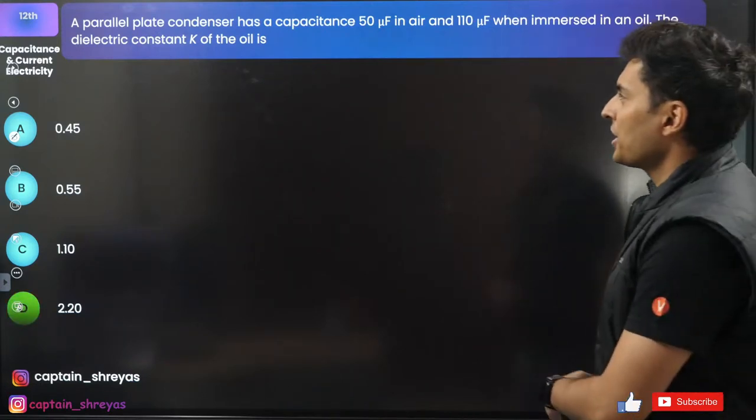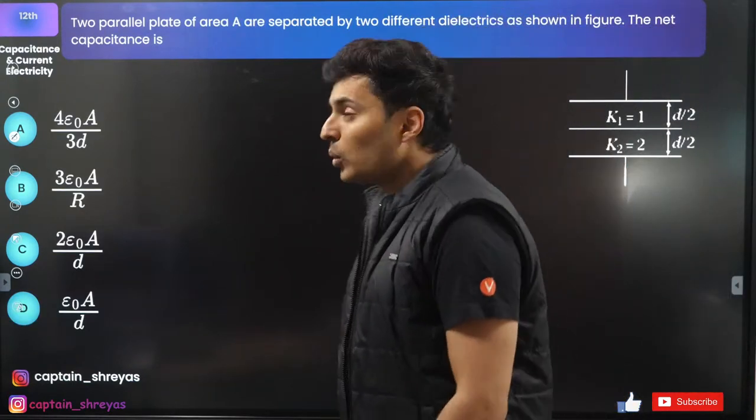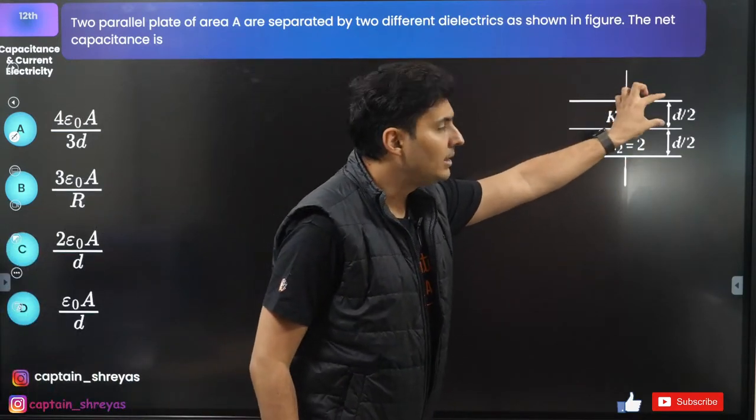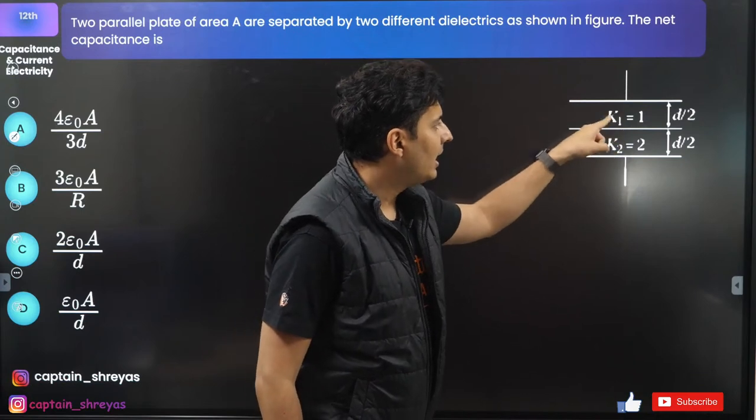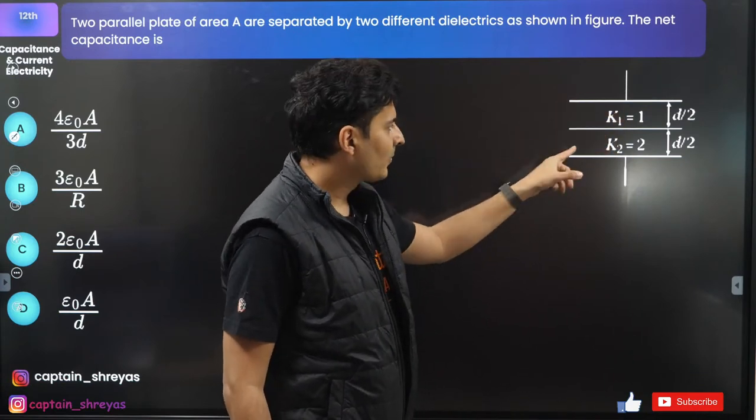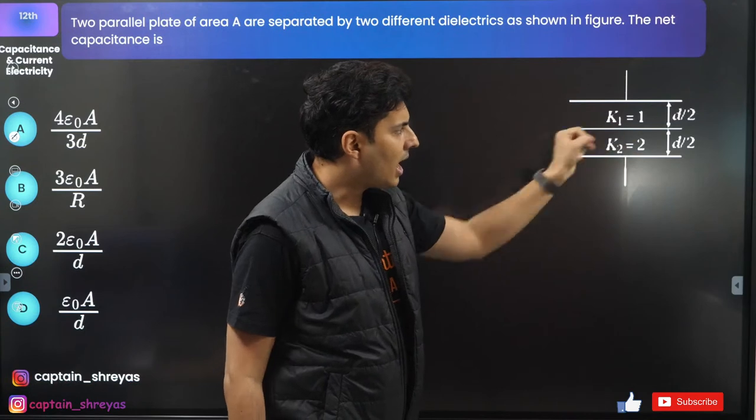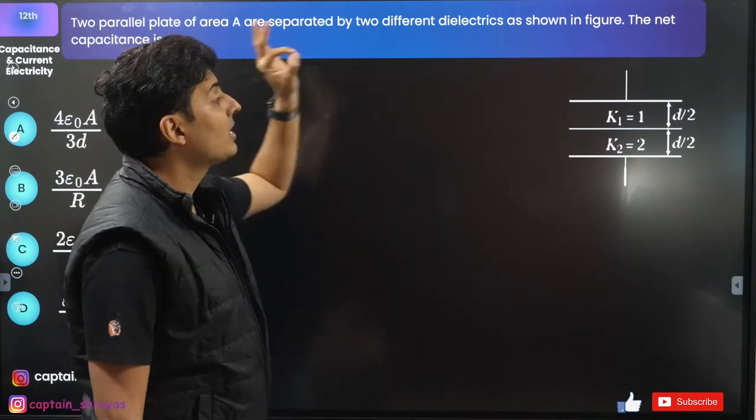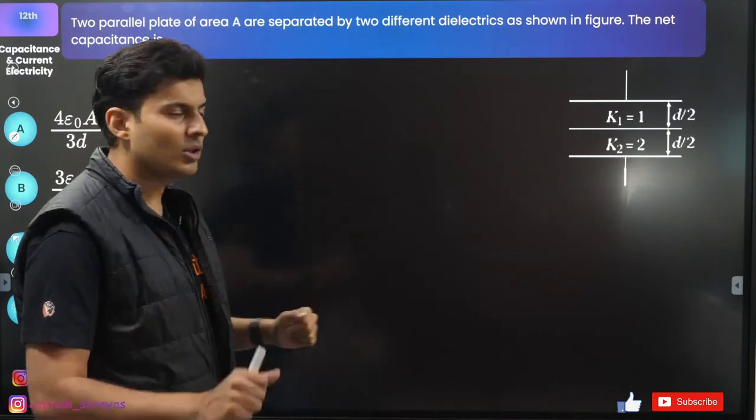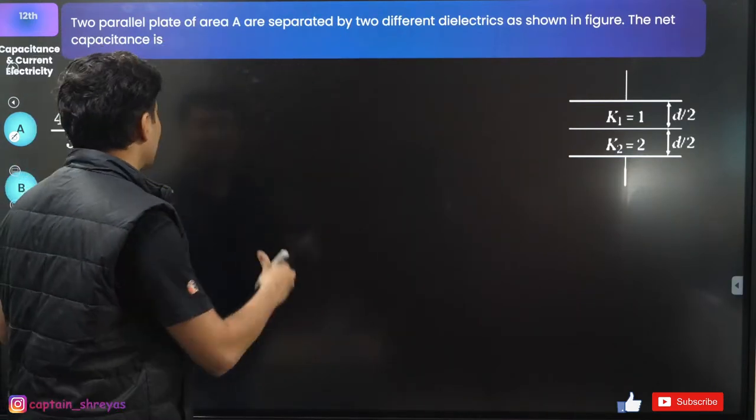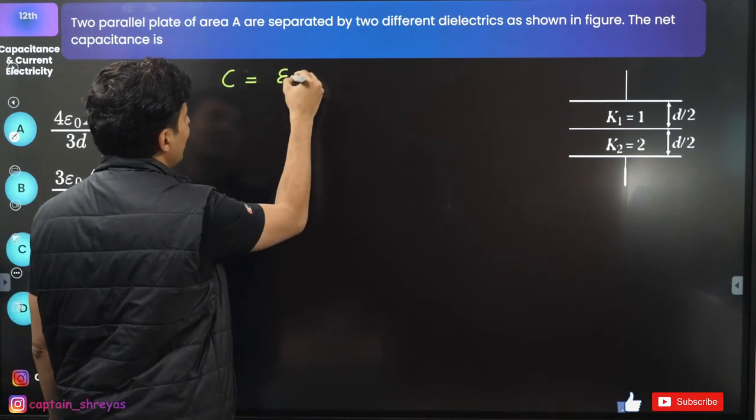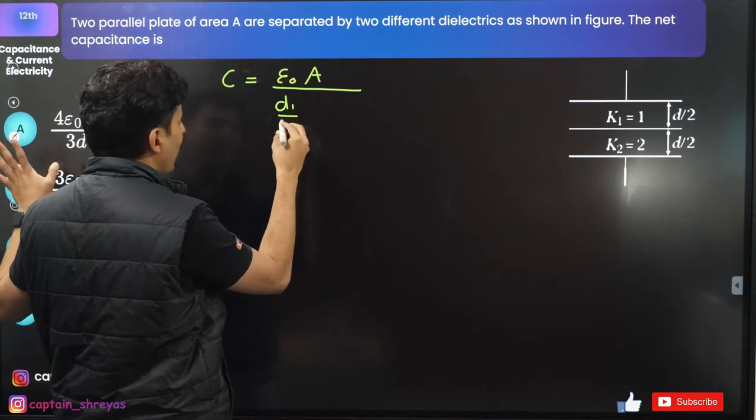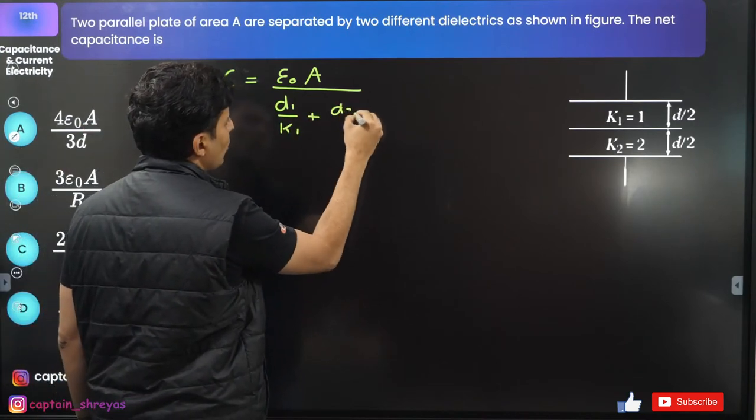Moving on to another question coming up on your screen. Wow, we have two layers of dielectric. This layer is d by 2 distance, having dielectric constant 1, that means like air. This is some slab, again half the distance, constant 2. The question is, what is the net capacitance? I just gave you the formula for when there are multiple layers, so just stick with that. The capacitance will be epsilon naught area divided by D1 by K1 plus D2 by K2.